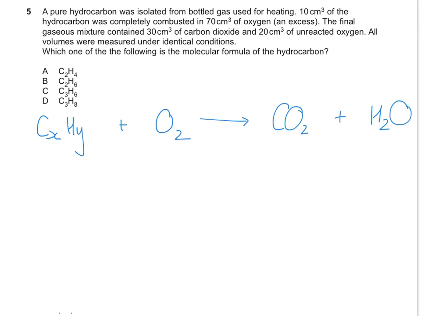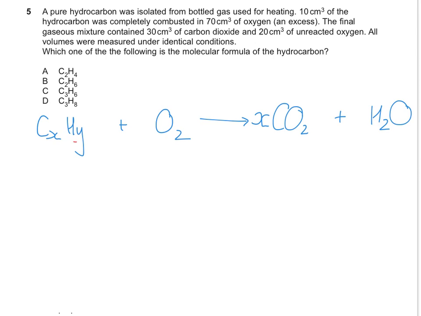So if you think about how you would balance a combustion equation, the first thing you do is balance the carbons with carbon dioxide. So I can see that I've got x carbons, so that means I need x carbon dioxide, so that I have the same number of carbons on both sides of the equation. What do you do next? You balance the number of hydrogens with water. And you can see I have y hydrogens.